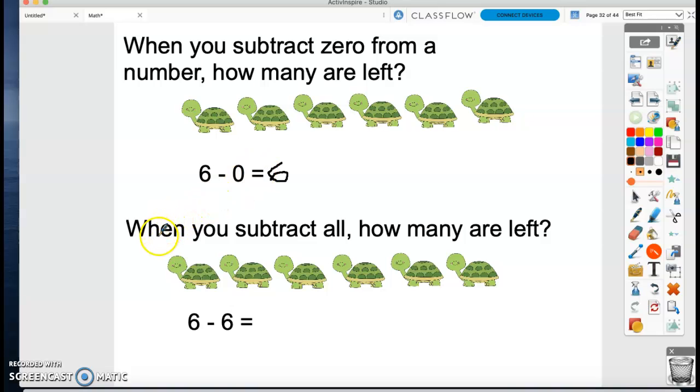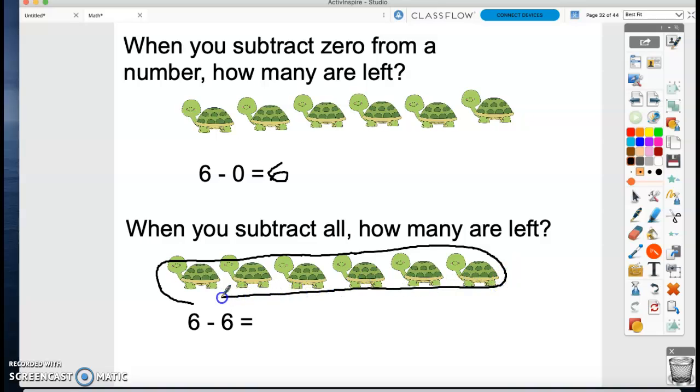Let's read the next one. When you subtract all, how many are left? 1, 2, 3, 4, 5, 6. There are 6 turtles, and it's telling me to subtract 6 turtles. So I'm going to subtract all of the turtles. And if I subtract all of the turtles, how many would be left? If you said 0, you're correct. There are none left.